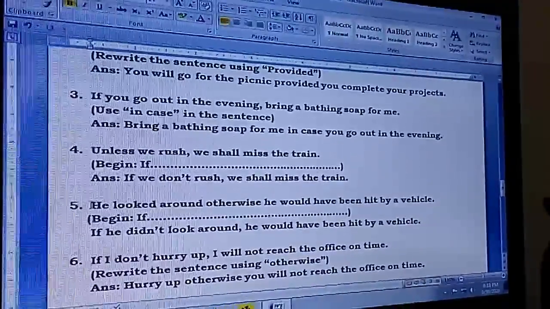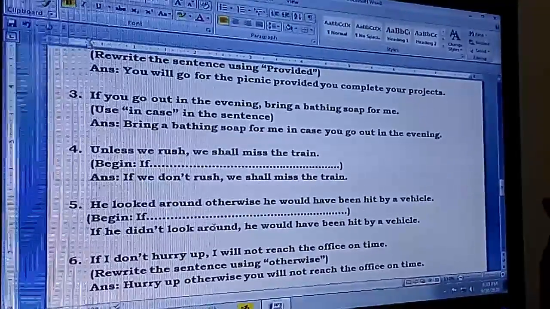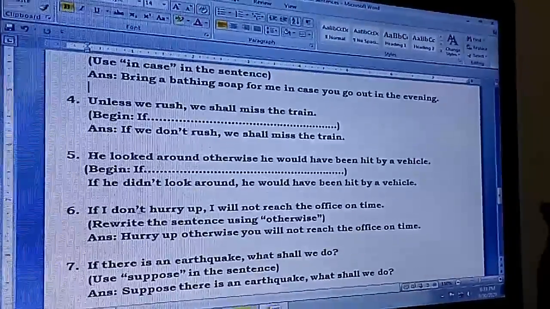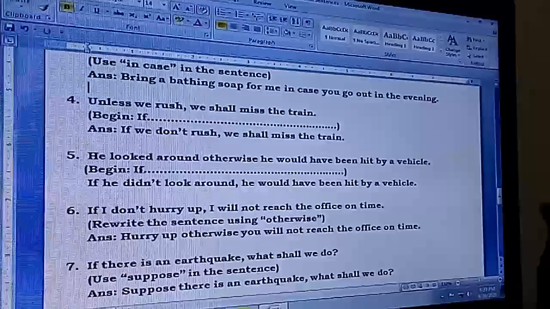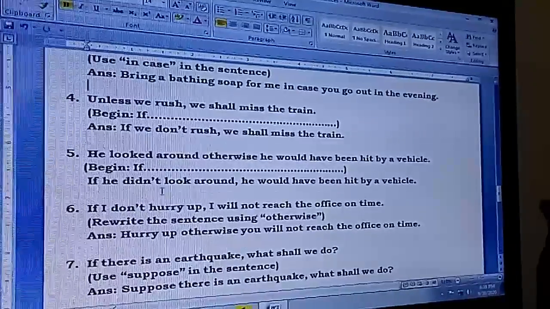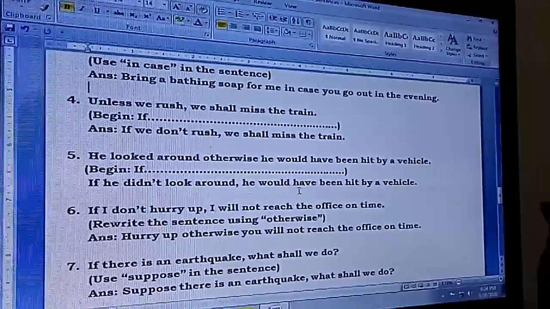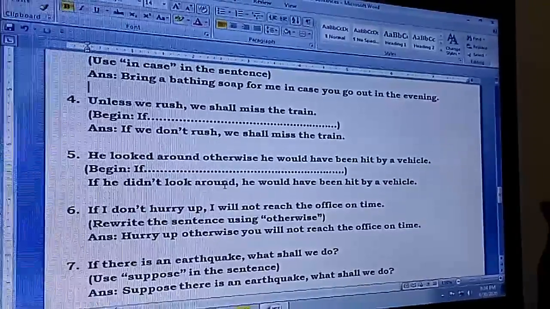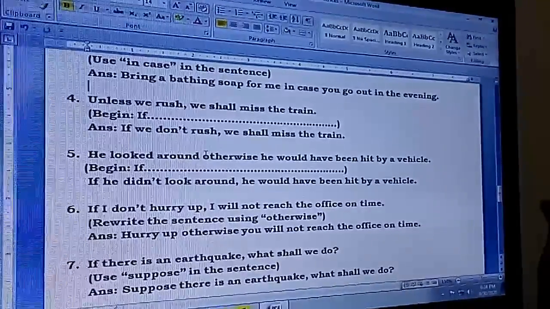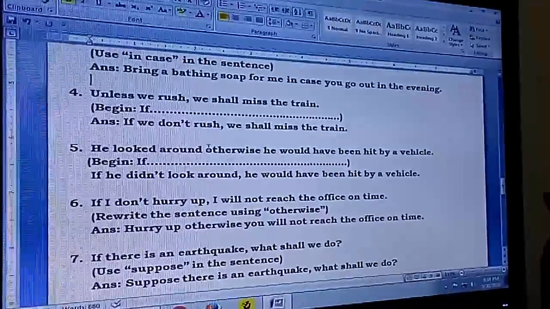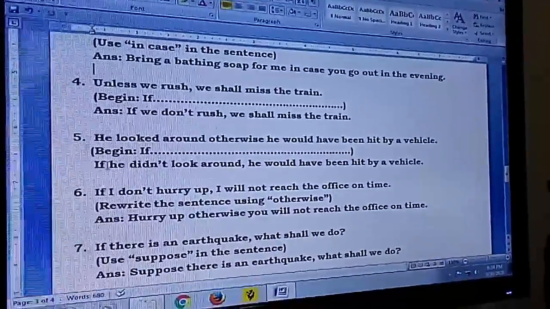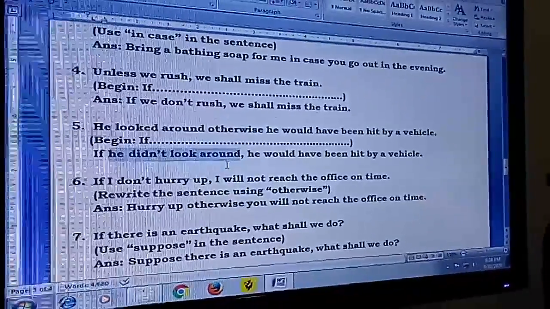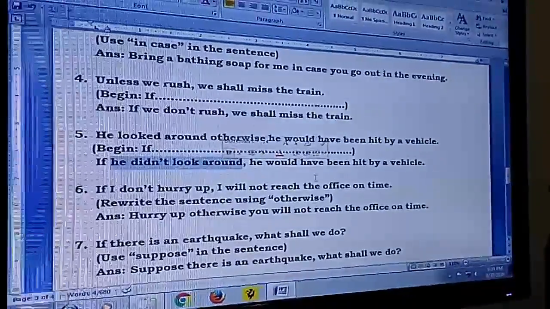Anyhow, now come to grammar. He looked around, otherwise he would have been hit by a vehicle. Now, if he didn't look around, he would have been hit by a vehicle. See the expression. He looked around, it's a positive affirmative sentence. If he didn't look around, is a negative sentence. But the meaning is the same.